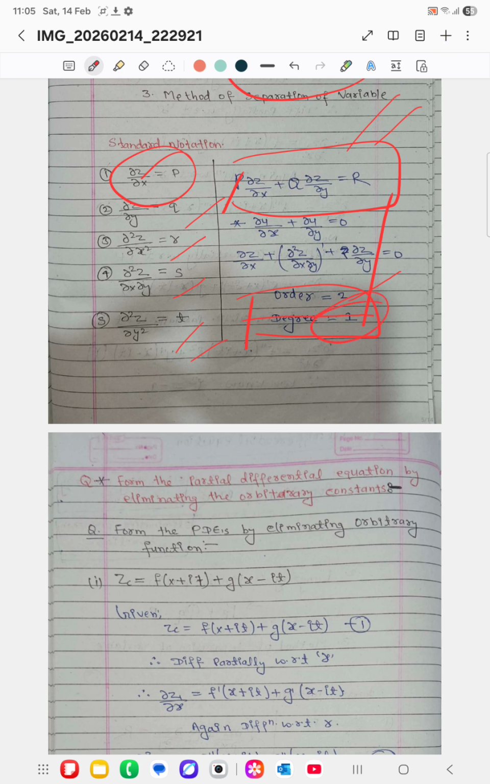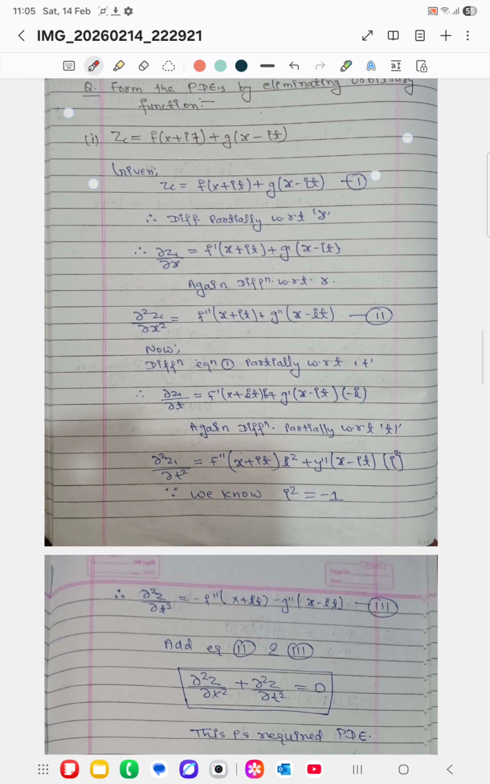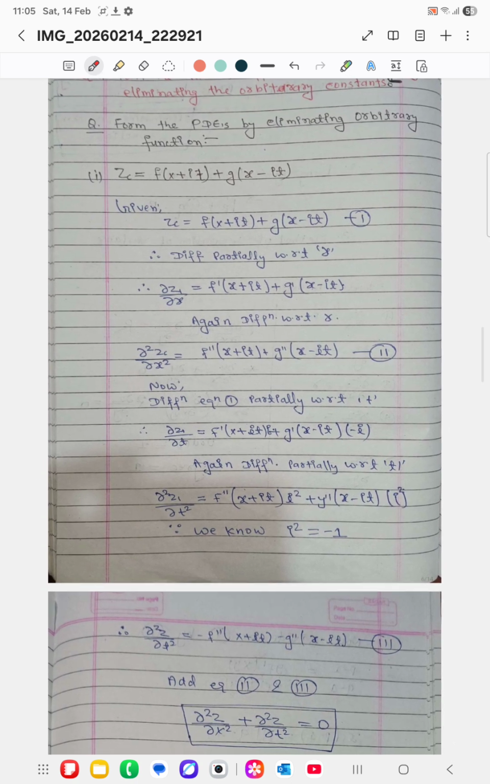the highest power is known as the degree. Okay, so let us see: form the PDE by eliminating the arbitrary function. Here is question number one, and the function is given by z equals f of (x plus iota t) plus g of (x minus iota t). We have to solve this by eliminating the arbitrary functions.